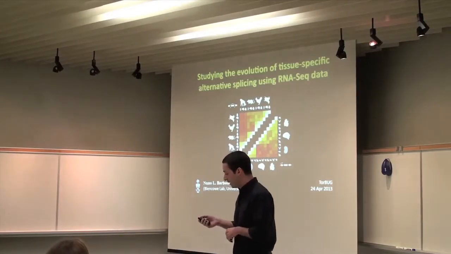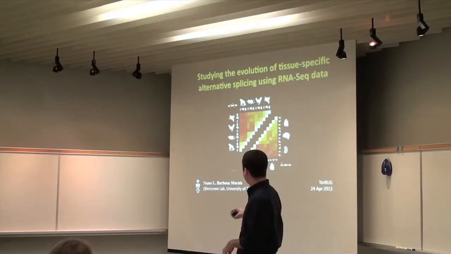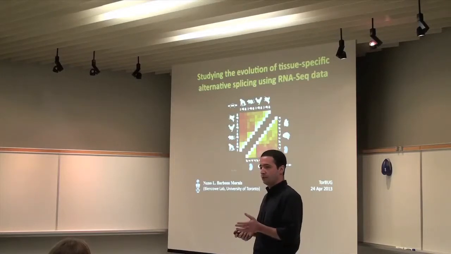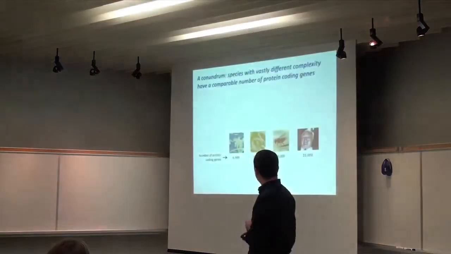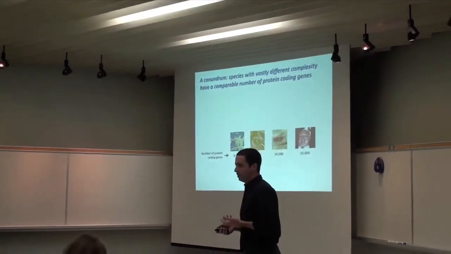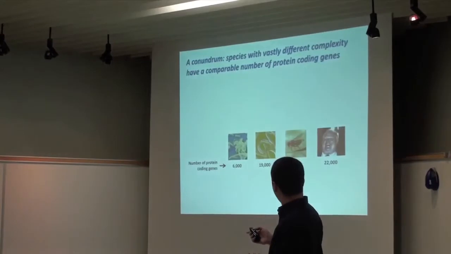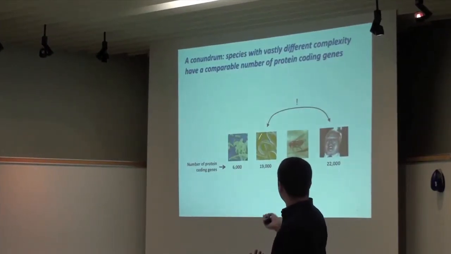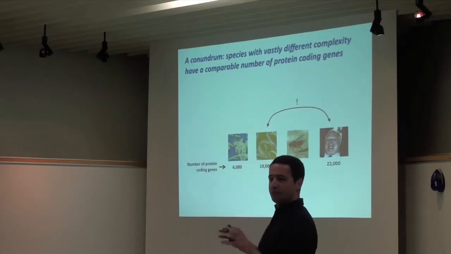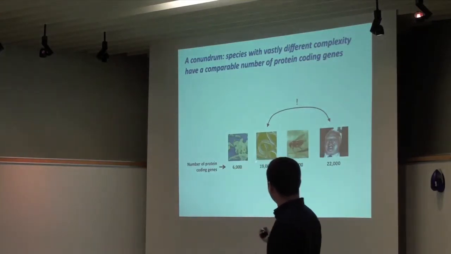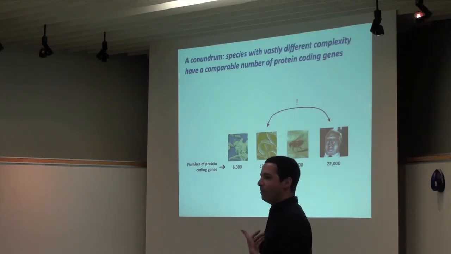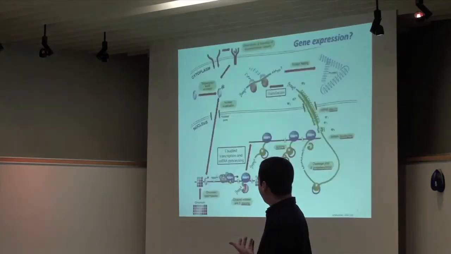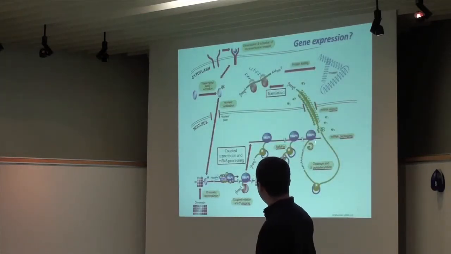So essentially, the Blencowe lab is interested in the regulation of alternative splicing and also in the way alternative splicing has evolved. And I will start with a very classical conundrum, which is why different beasts like these two, which do share some similarities but have some things different, actually have a very comparable number of protein coding genes. And we believe that part of the answer lies in mRNA splicing.